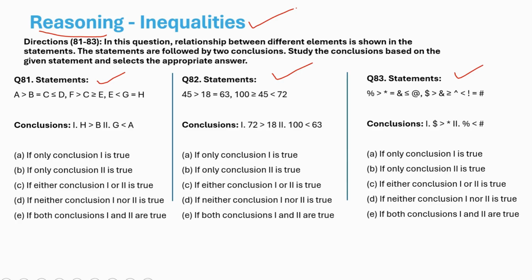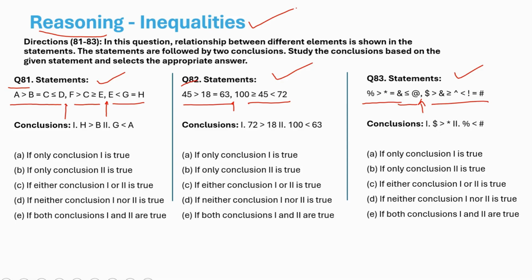So let's first understand how these questions are usually asked. Here you can see some statements are given. In question number 81 there are 3 statements: statement 1, statement 2 and statement 3, and these statements are separated by commas. Similarly, in 82 there are 2 statements, statement 1 and statement 2, also separated by a comma. Likewise, question number 83 also has 2 statements, separated by a comma.